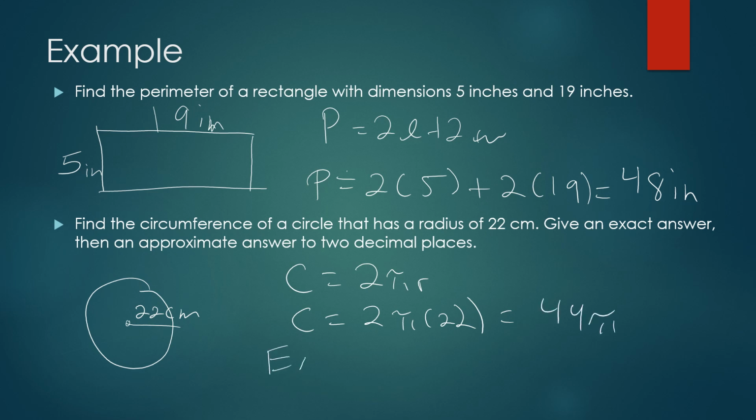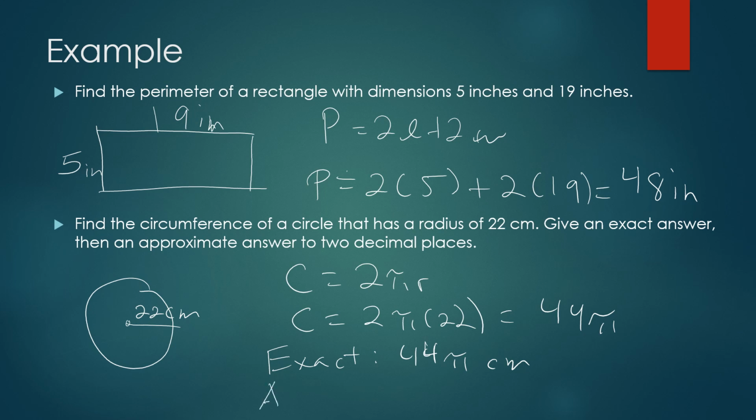For the exact answer, we have 44 times pi centimeters. We're done. Pi cannot be rewritten as a fraction. It is an irrational number, we like to say. If I were to write it as a decimal in any shape or form, it is considered rounded. So to leave it exact, we're going to leave it in terms of pi.